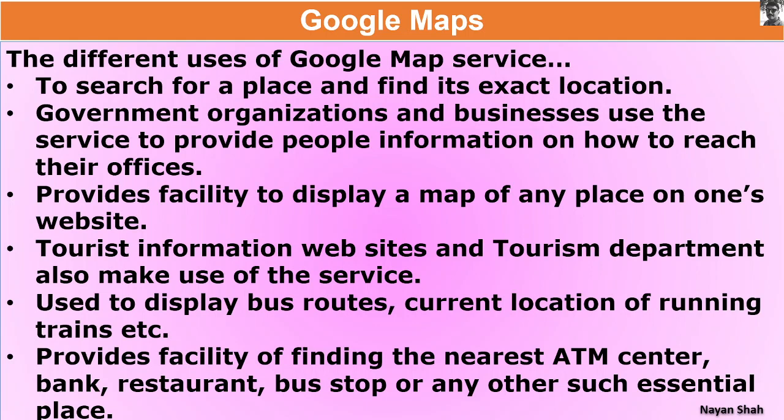If on my website I want to put a map of where exactly my office or my school or my home is, I can put the Google Map screen over there. So that also is provided by Google Map. Tourist information websites and tourism departments also make use of the services. It is also used to display bus routes, current location of running trains, even flight location, everything can be observed using Google Maps. It provides the facility of finding the nearest ATM, bank, restaurant, bus stop, or any other such essential places like hospital and library, etc.